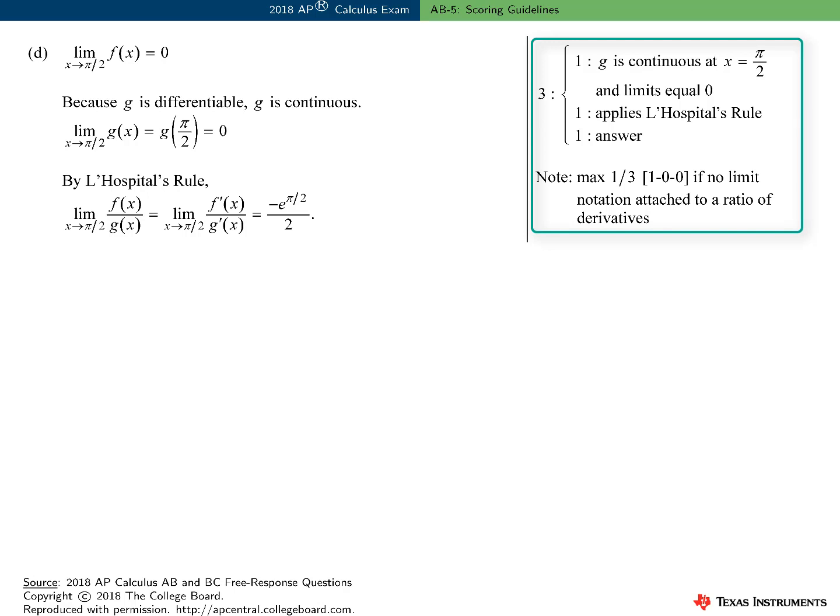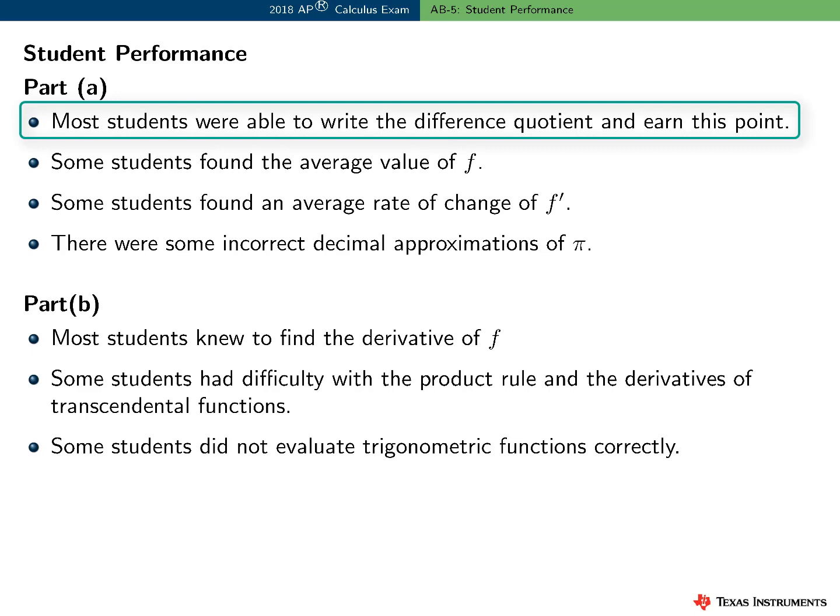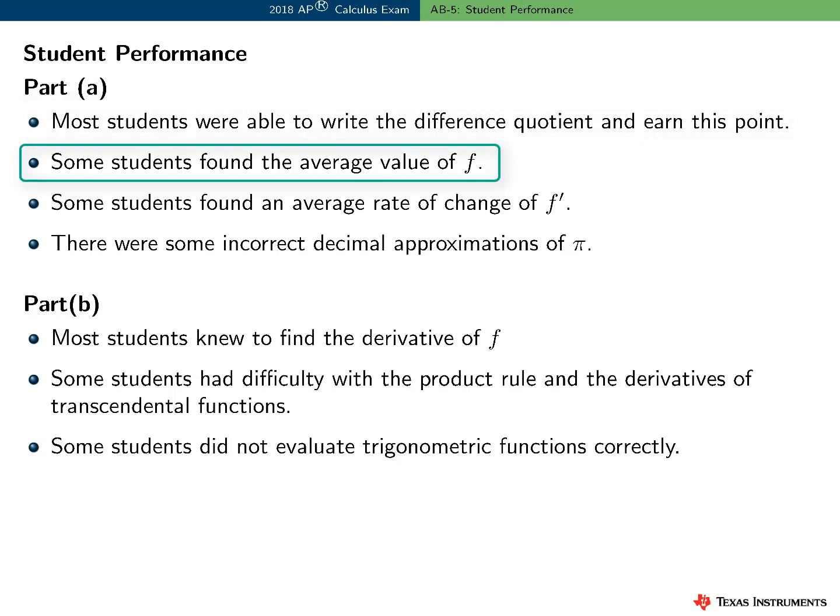Note that the student could earn a maximum of 1 out of 3 points in Part D if they did not sufficiently communicate L'Hopital's rule by writing the limit of a ratio of the derivatives. In Part A, most students were able to write a correct difference quotient, evaluate the function f, and earn this point. However, there were some common errors.